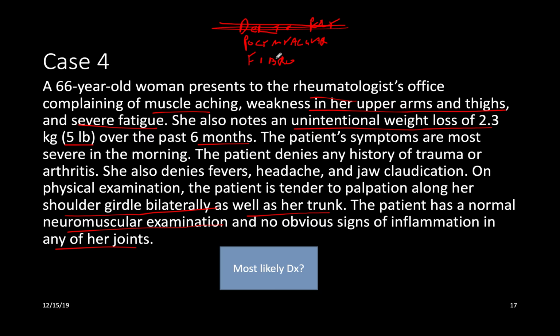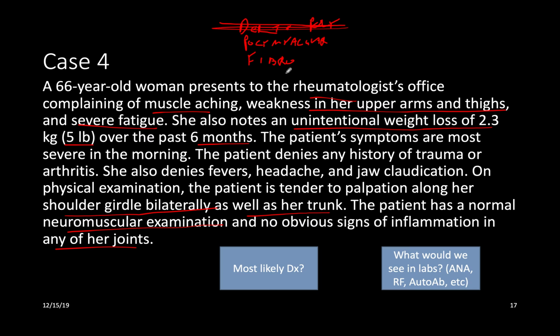Okay. So in between those two, those are the two that they're going to try and trick you on. And so you need to have a really clear picture in your mind about how those patients look. What kind of patient gets fibromyalgia? What are their complaints? What kind of patient gets polymyalgia? What are their complaints? So that's what we're going to look at together. What are we going to see in labs? So if we do our ANA, we do our rheumatoid factor, we look for autoantibodies, are those going to come back positive or negative in general?